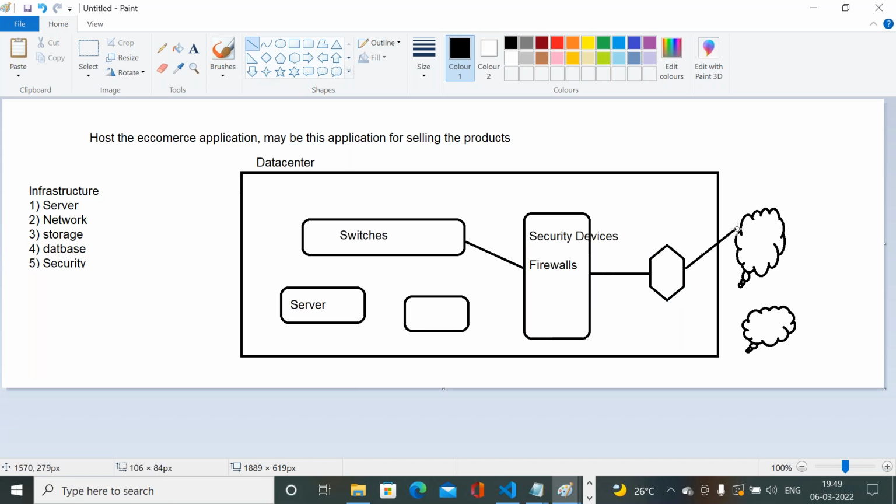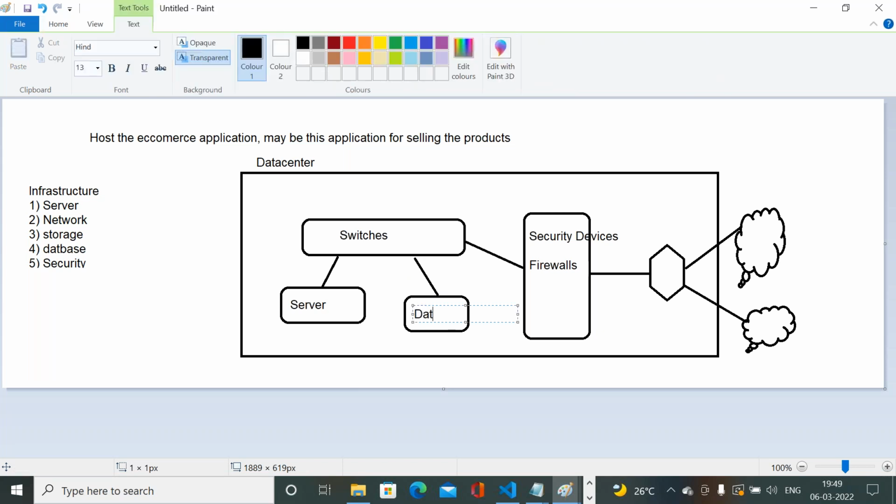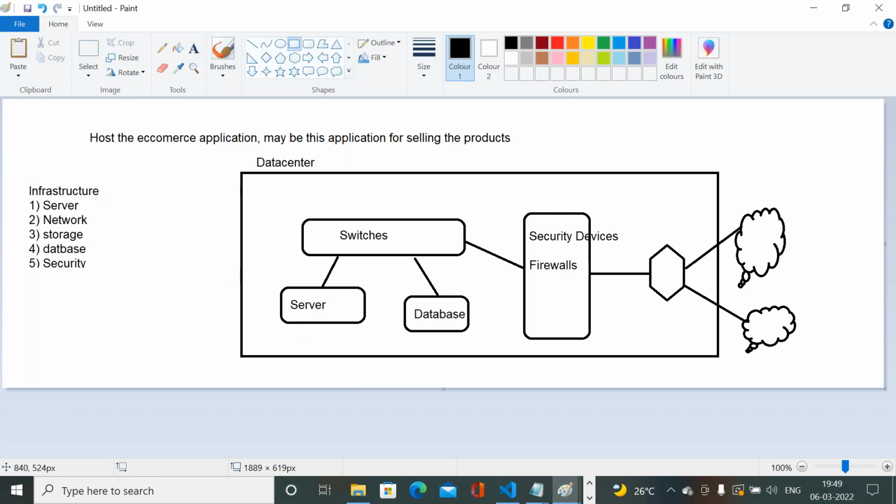We'll be taking two service providers. One is Tata, one is BSNL. Anything you can take as a service provider. Okay, so this is the application. Actually, this is connected to the database. Somewhere you can call it storage, storage devices, which is also connected to the switches. So this is just a simple topology I'm writing for your understanding.